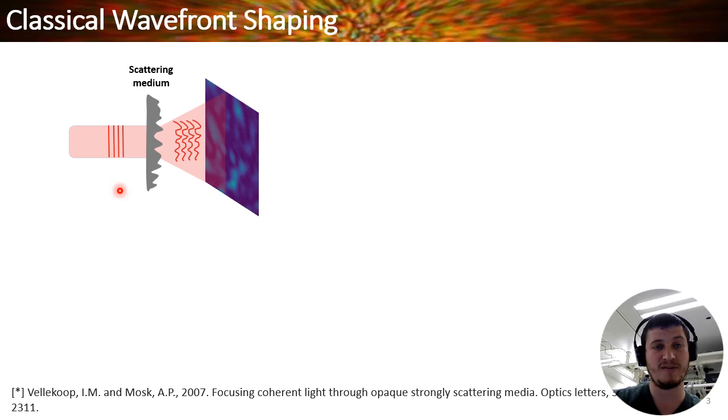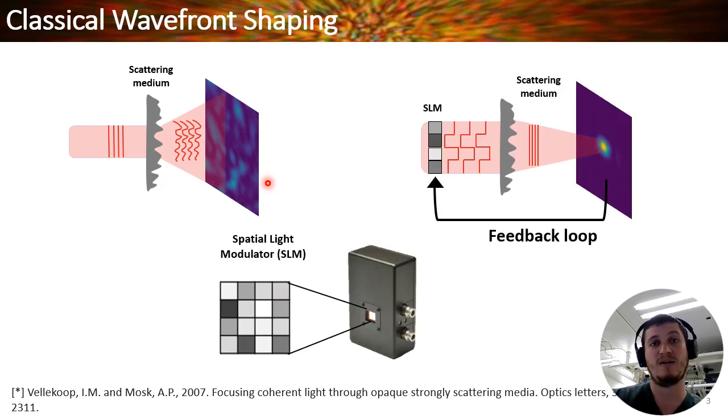In wavefront shaping, we consider some light which propagates through some scattering medium, resulting in a speckle pattern which can be measured using a camera. It has been shown that we can use an SLM, a spatial light modulator, to overcome this. For this, we use some optimization algorithm, which uses feedback from the camera and finds a good phase to put on the SLM such that the light will be focused after propagating through the scattering medium. We would like to do something similar for entangled photons.